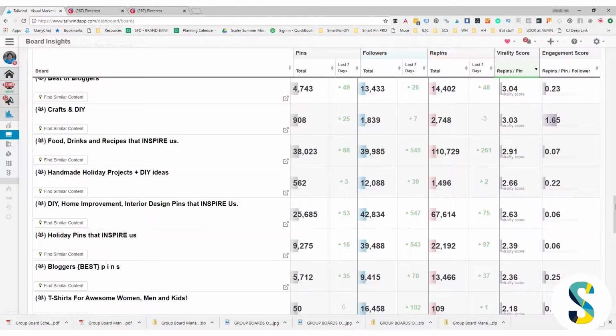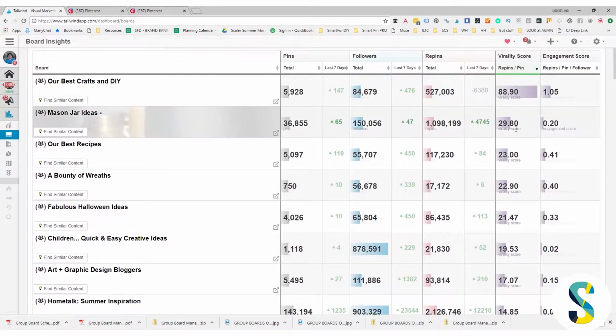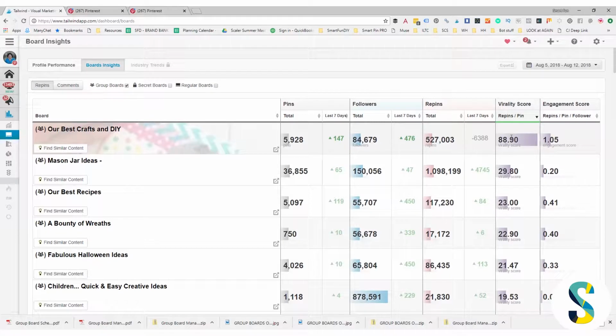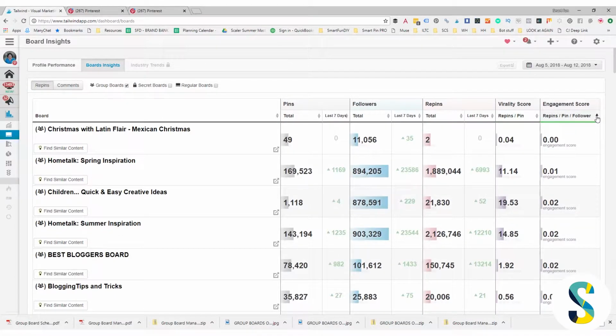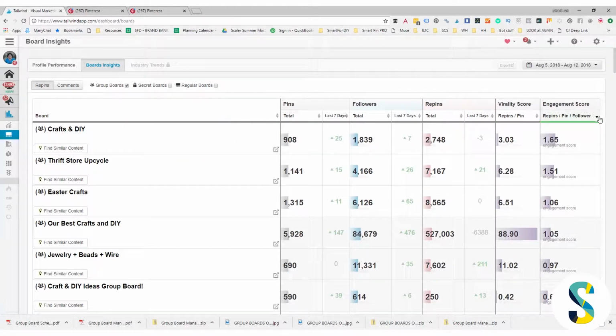So you want to go through all those boards that have under 1 for the virality score. Basically the lower 10% is what you want to look at and assess the health of. Now, besides virality score, we do want to look at engagement score. So what has the worst engagement scores?